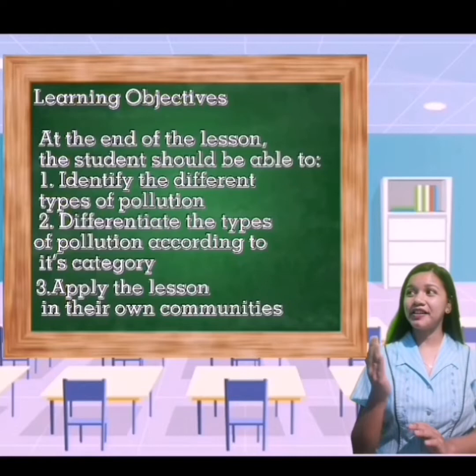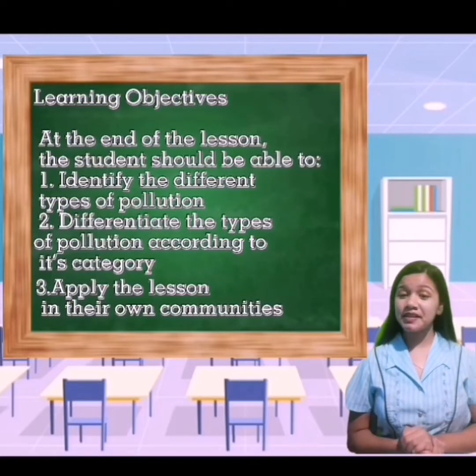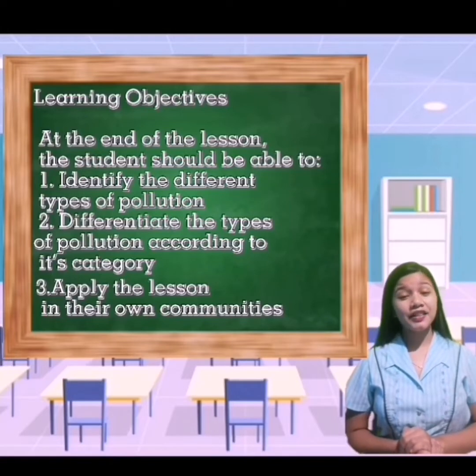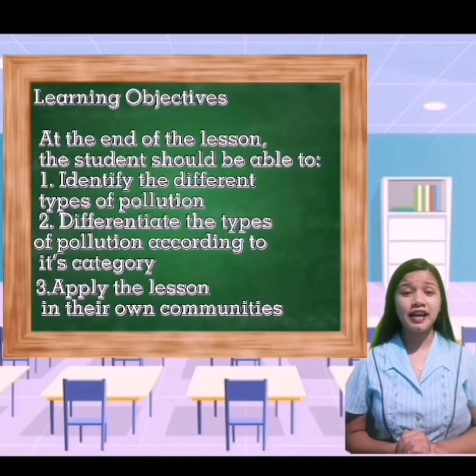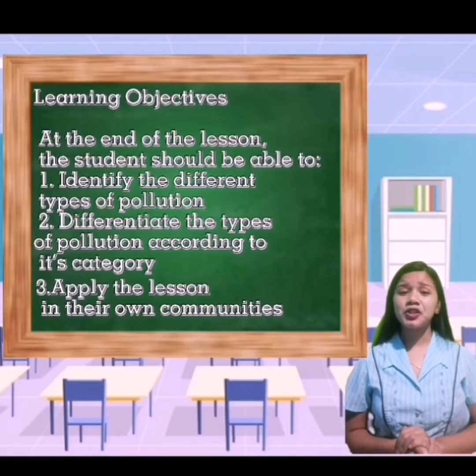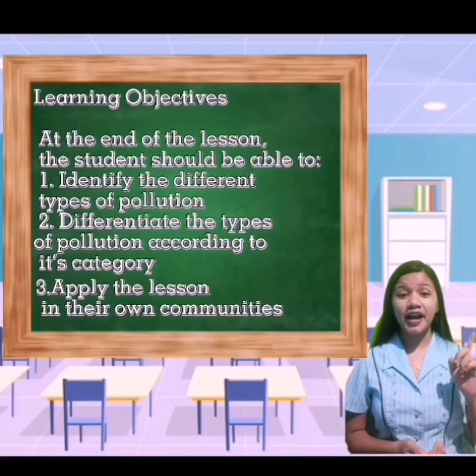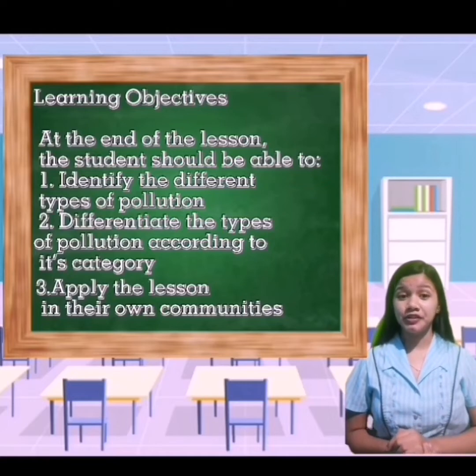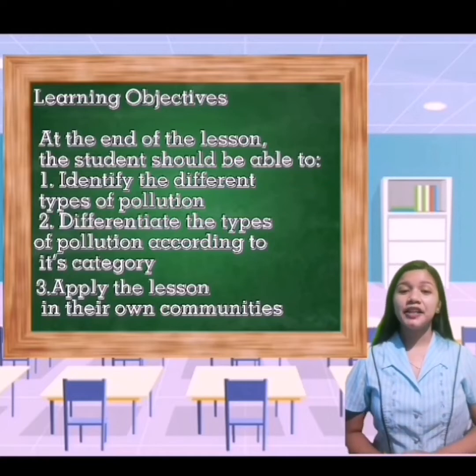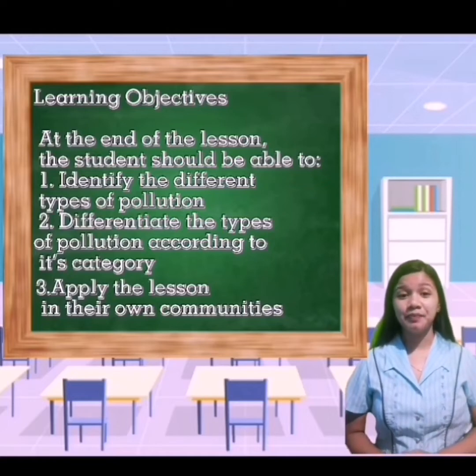Now, these are the learning objectives that the student must expect as we go along in our discussion. At the end of the lesson, the student should be able to first identify different types of pollution. Secondly, differentiate types of pollution according to its category. Thirdly, apply the lesson in their own communities.